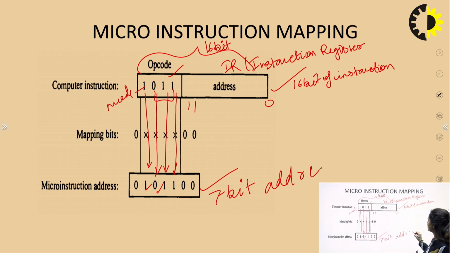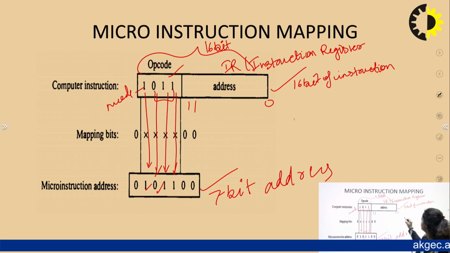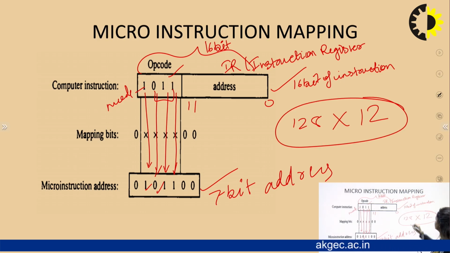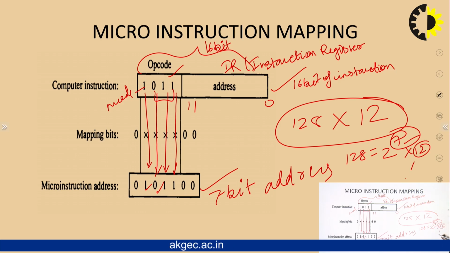So what is the logic behind this 7-bit address? According to the Morris Mano book we are following, the control memory will be of 128 into 12. So 128 is equal to 2 raised to the power 7, and this power is your number of address lines, and 12 is your data lines. That's why we are considering a 7-bit address for these microinstructions which are being stored in your control memory. That's the logic behind this 7-bit.